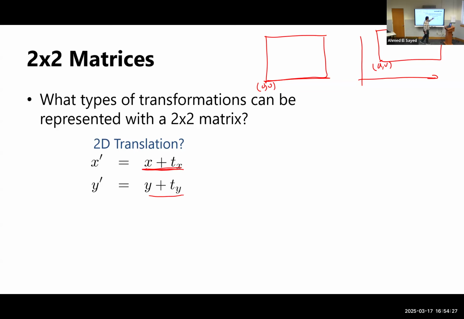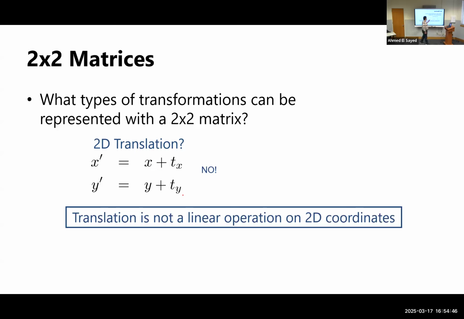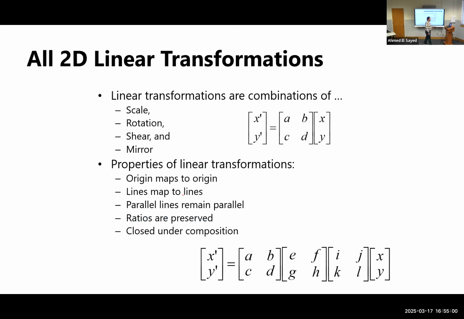If you are adding to the variable, this is not linear. The linear is the multiplication only, not the addition. If you add, it's not linear anymore. Okay? So this is not a linear operation. So I can't consider the translation as a linear transformation.